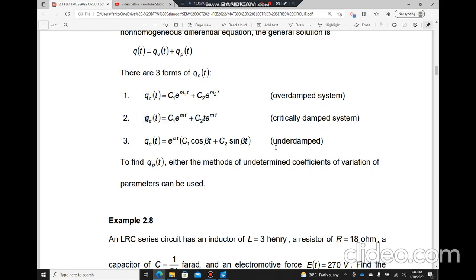And then last one underdamped. So kalau roots kita adalah conjugate roots, so kita akan dapat this equation. To find QP, either the methods of undetermined coefficient or variation of parameters can be used.